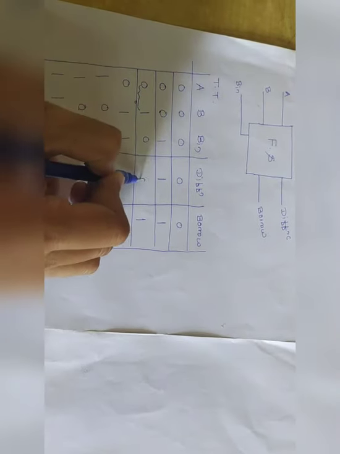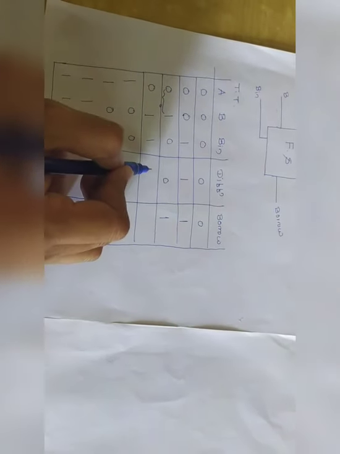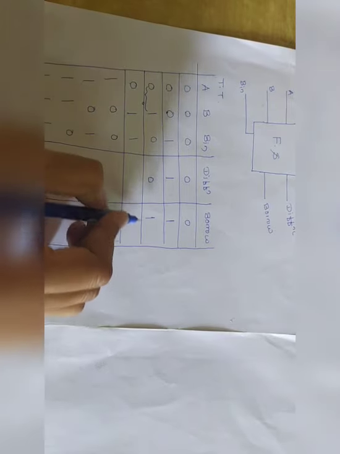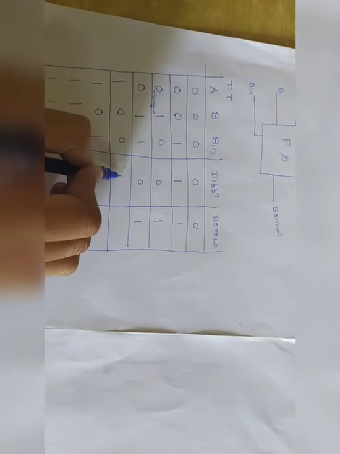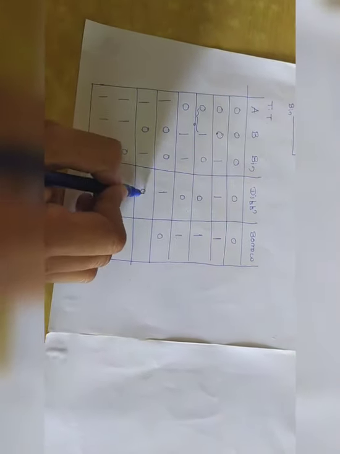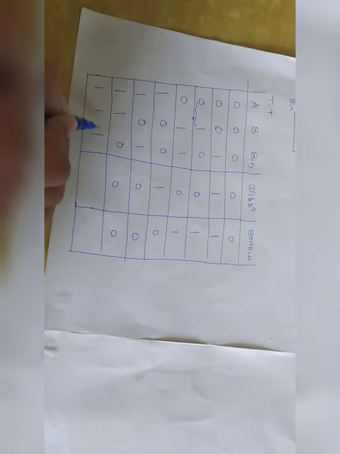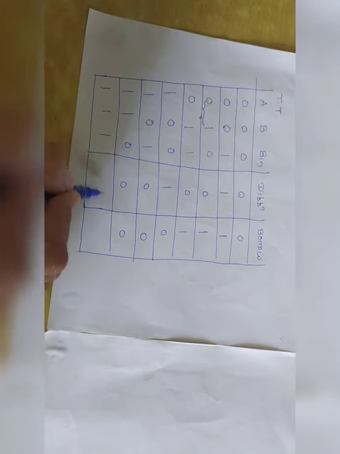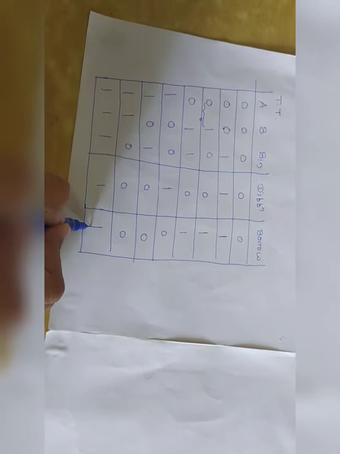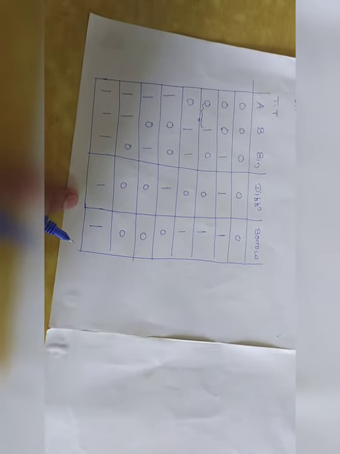Now the next one, for the same, 0 minus 1 is 1, and the borrow is 1, and 1 minus 1 is 0. The next one is 1 0 0: 1 minus 0 is 1, and 1 minus 1 is 0, and the borrow is 0. The next is 1 minus 1, which is 0, and 0 minus 0 is 0, so the borrow is 0. For the last one, 1 minus 1 is 0, and 0 minus 1 is 1, and the borrow is 1. This is your simple truth table for the full subtractor.